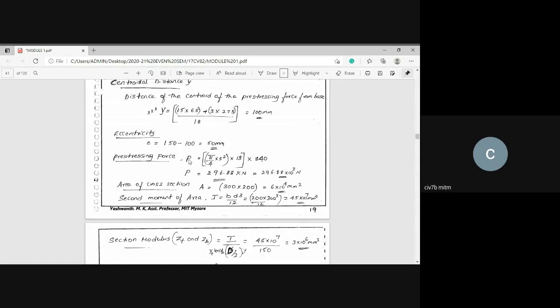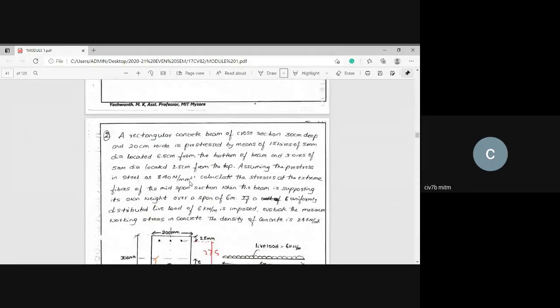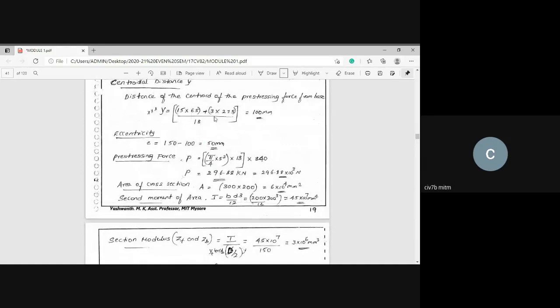Next, we'll move on to the pre-stressing force. See now, in the problem, they have not given the pre-stressing force. Instead of that, they have given the pre-stress in the steel. So we know from the basics that if you want to calculate the force, the formula is stress multiplied by the area of what? Cable. Okay. Stress multiplied by the area of cable will give you the pre-stressing force.